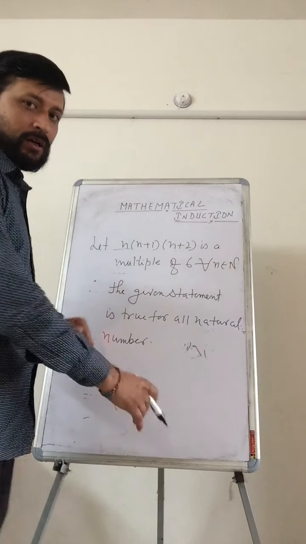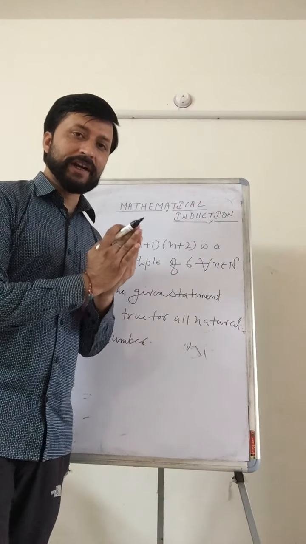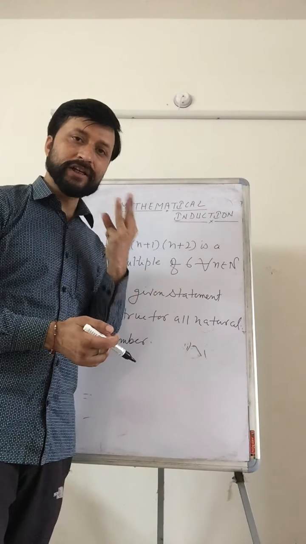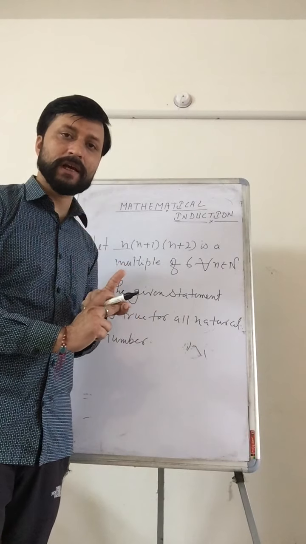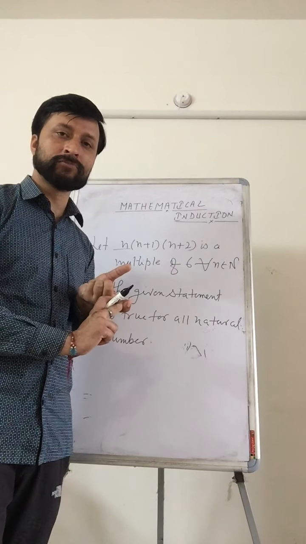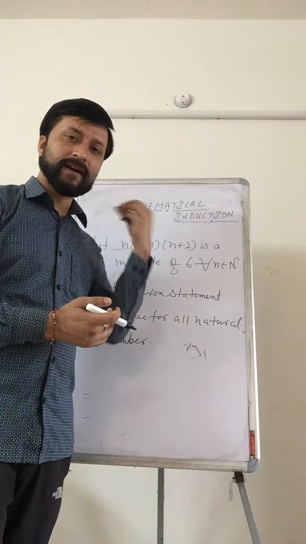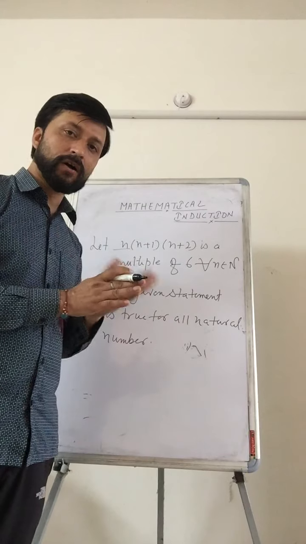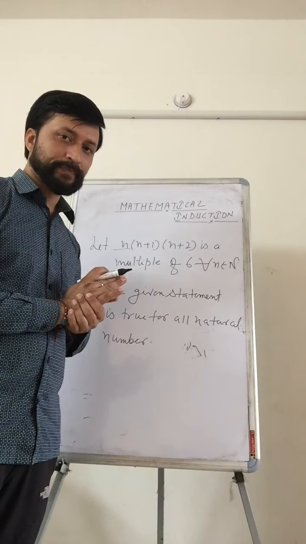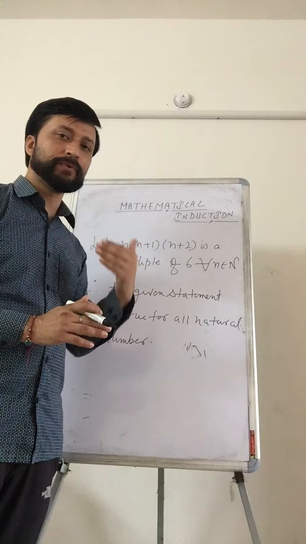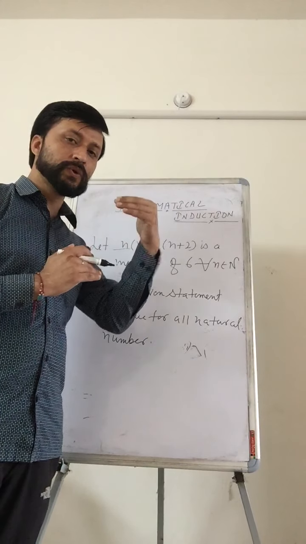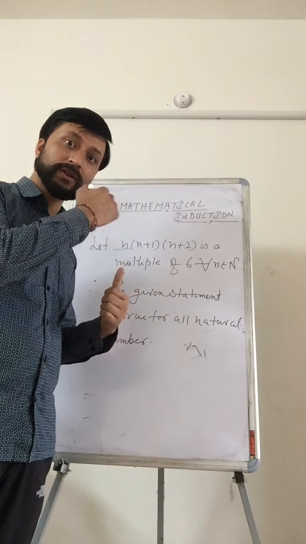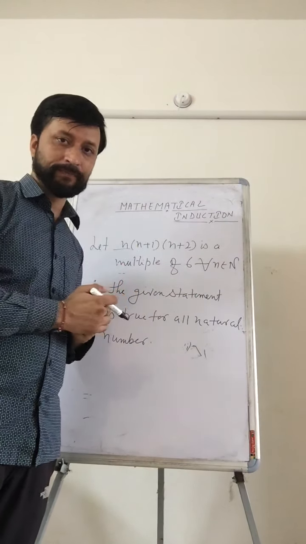Okay, done. So when we want to prove the validity of a mathematical expression like this for any natural number, it is a 3-step sum. In the first step, you have to prove it for the first natural number. In the second step, you take any natural number randomly and assume it. That is also called the assumption step. And in the third step, you have to prove that yes, it is true for the next natural number after your assumed natural number.